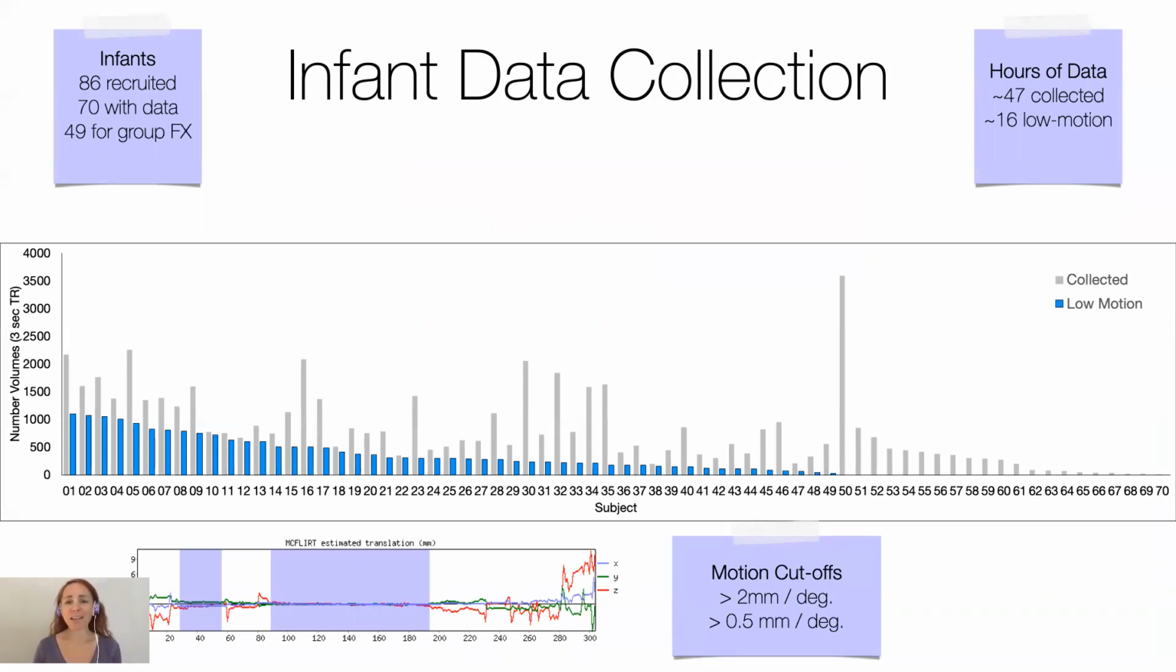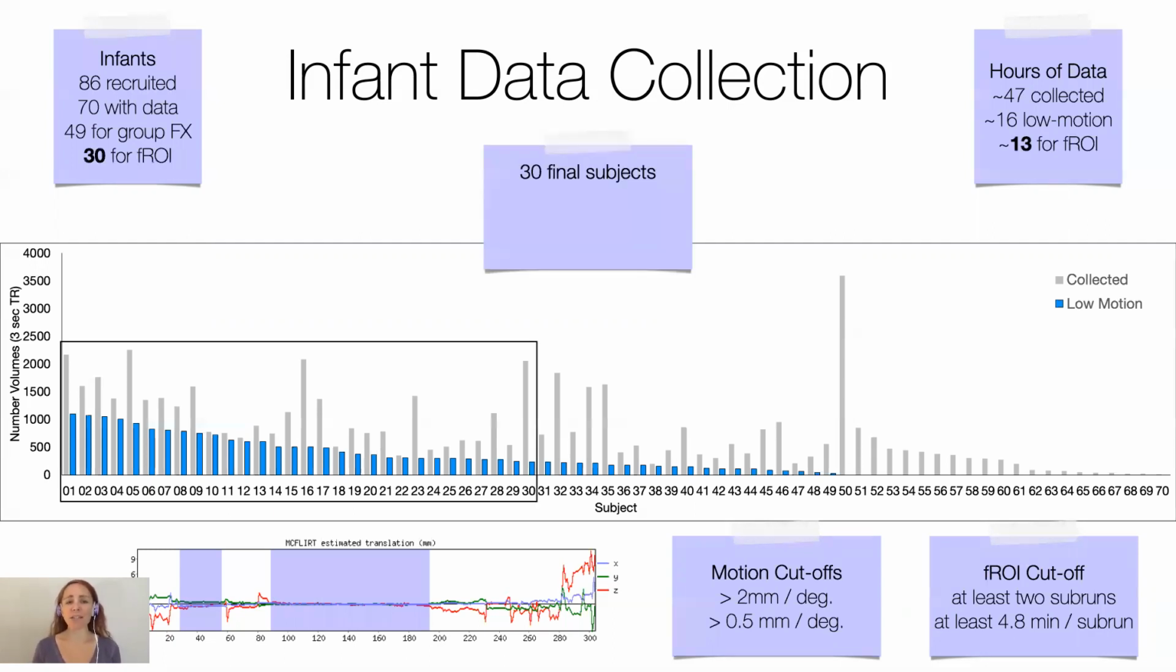To be included in the functional region of interest analysis, infants had to have at least 2 subruns with at least 4.8 minutes of data in each subrun, leaving us with a total of 13 hours of data from 30 subjects between the ages of 2.5 and 9.4 months. For 16 of these subjects, we were able to use the higher quality data collected with the new coil. All right, so after all of that work, what did we find?